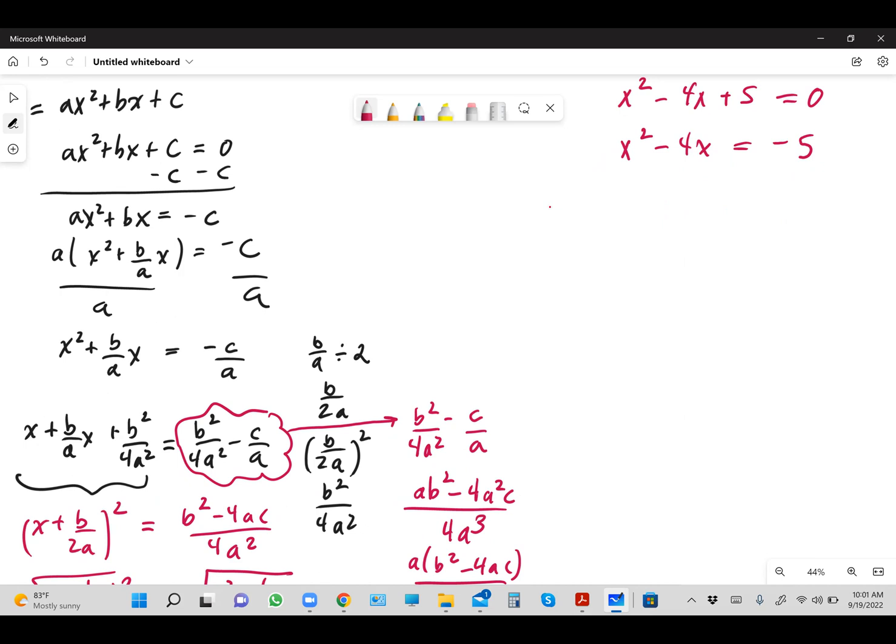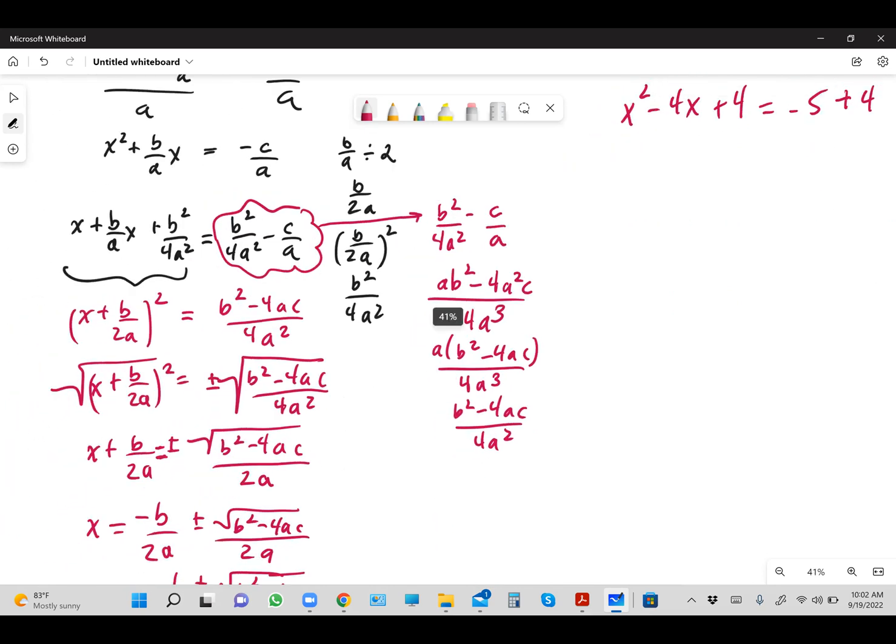x squared, in this case minus, plus some number x equals some other number on the other side. And I said, what's half of this number here? b over a divided by 2. Isn't this here half of that? So if I take negative 4 and divide it by 2, wouldn't it be negative 2? And negative 2 squared is? So now I take x squared minus 4x plus 4, and then I do negative 4 plus 4. You see, that's all that's happening.